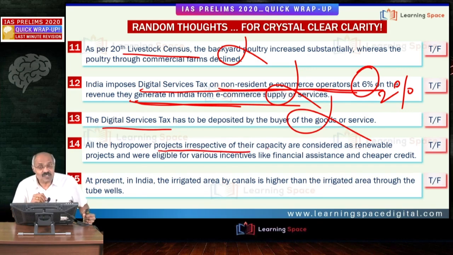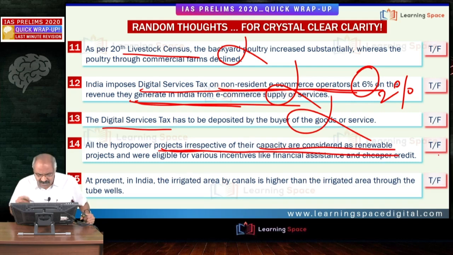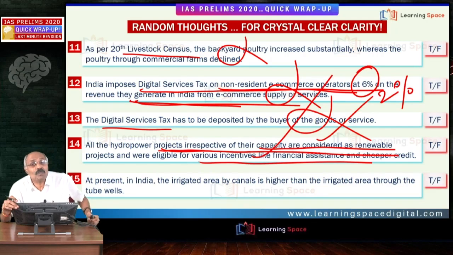Then all the hydropower projects, very important aspect. All the hydropower projects, irrespective of their capacity. In fact, in March 2019 or so, the government brought this. All the hydropower projects, irrespective of their capacity, because prior to that, up to 25 megawatt was small hydro and beyond that was large hydro. This classification has gone away now, and with the revised classification, all the hydropower projects, irrespective of their capacity, are considered as renewable projects, very very important aspect. And they are eligible for various incentives like financial assistance and cheaper credit. All the hydropower projects are considered as renewable projects.